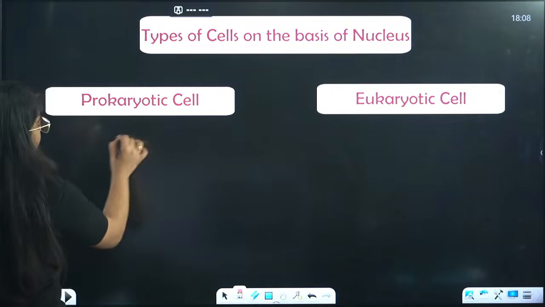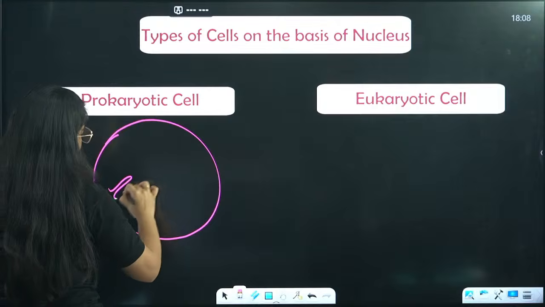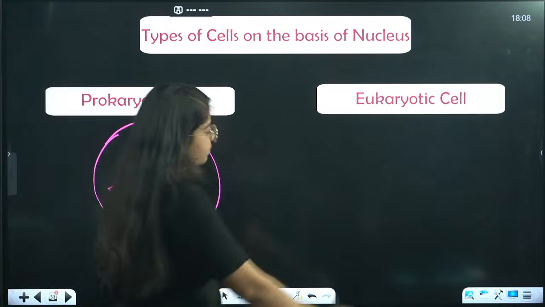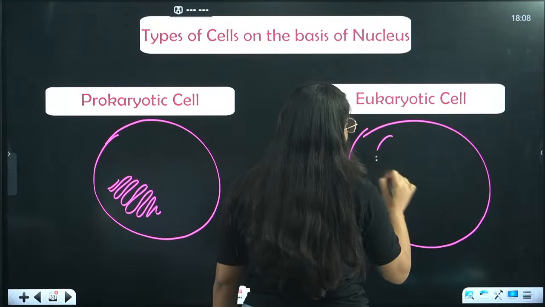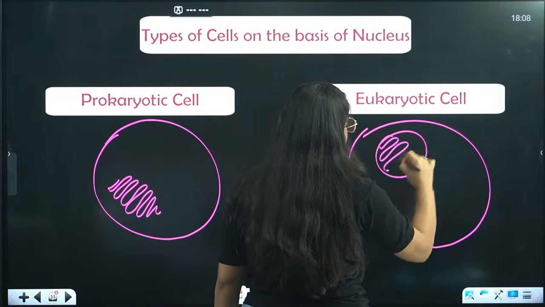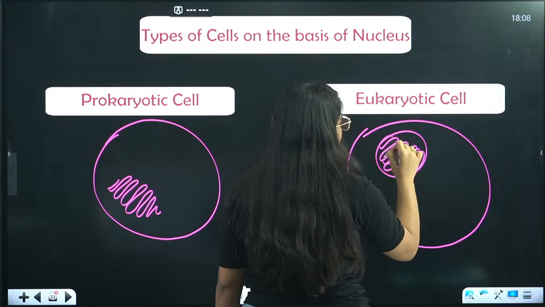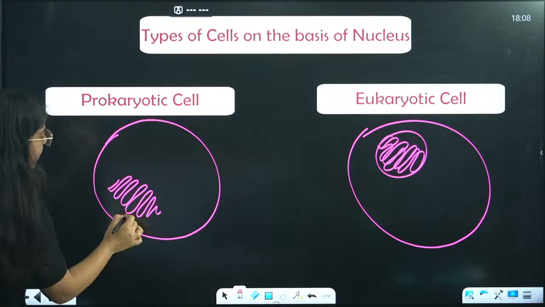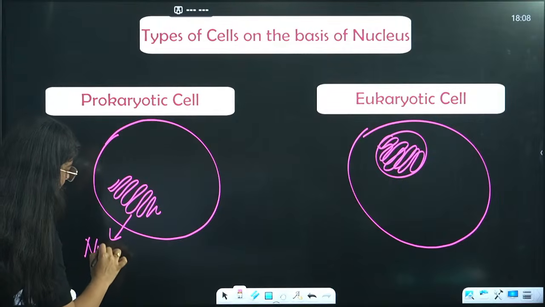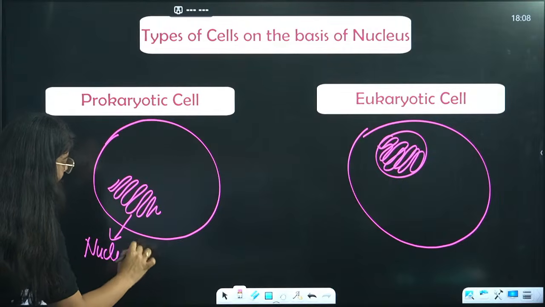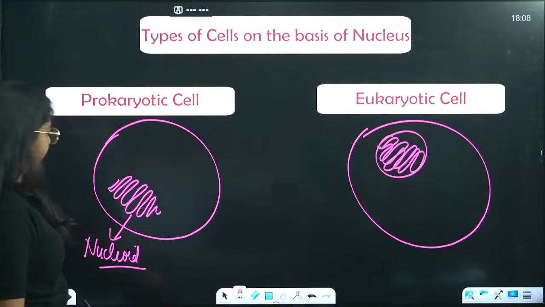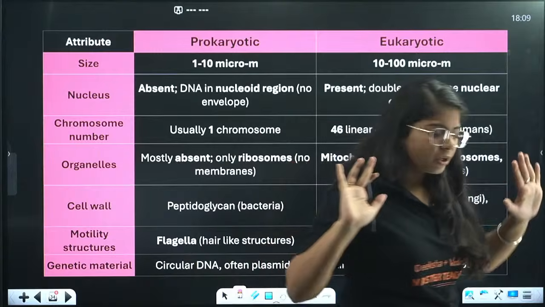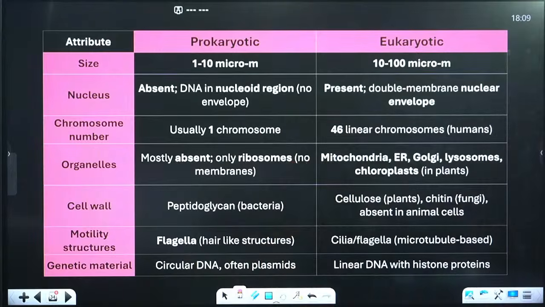We have the prokaryotic cell. In a prokaryotic cell there is no nucleus, so the DNA is just randomly here. But in a eukaryotic cell we have a specific place for the DNA, that is the nucleus, and it's only present inside the nucleus. In prokaryotes, the region where the DNA is present is called the nucleoid. Then we have some differences between eukaryotic and prokaryotic cells. Just take a screenshot if you'd like to.